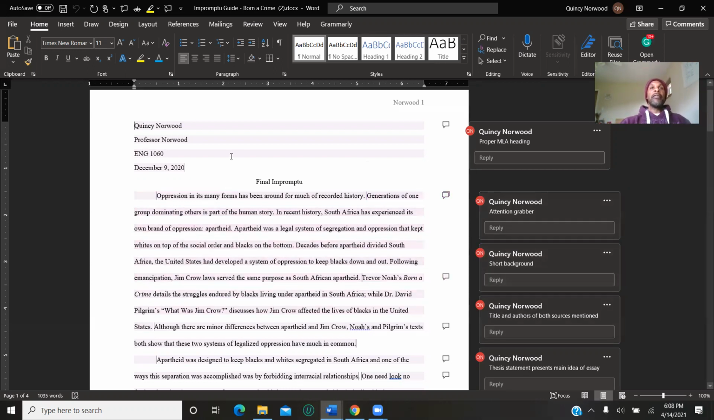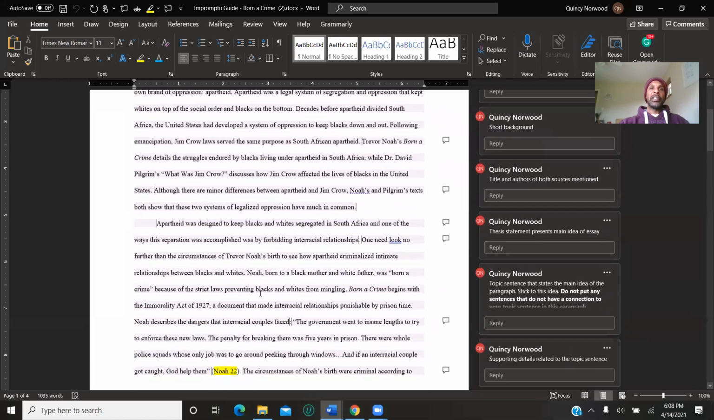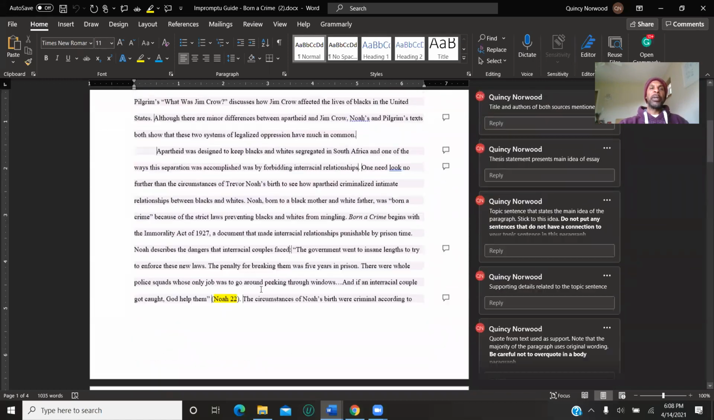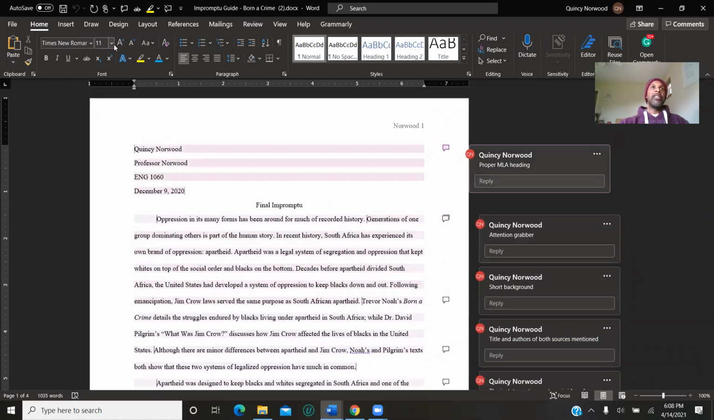So the first thing you want to do in your paper is just get your heading up here, right? Name, instructor name, class and date, last name, page number in the right hand corner. Make sure you're using the right font. I'm actually in 11 font right now, but I should be in 12. I'm just in 11 because I wanted to squeeze a lot into just a couple pages here. So make sure you have your font size set to 12.